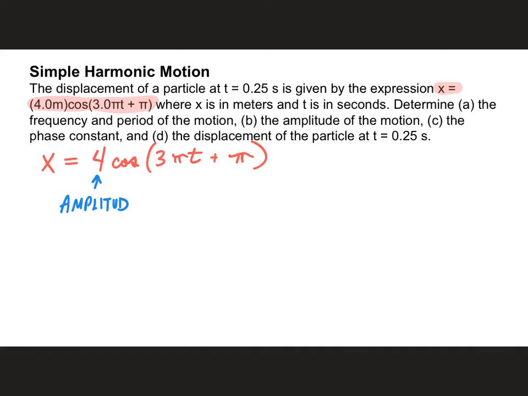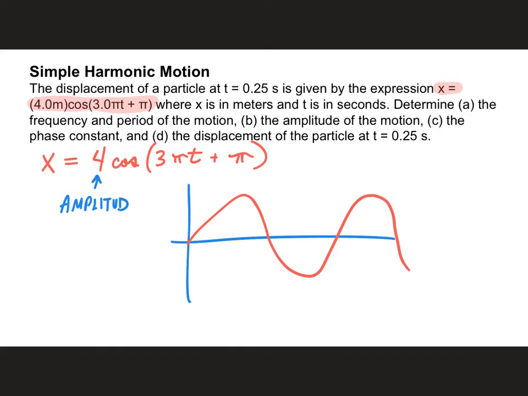Okay, so on a graph of a function, you know, a sine function like this, the amplitude is this distance here, this height. That's what we mean by amplitude.